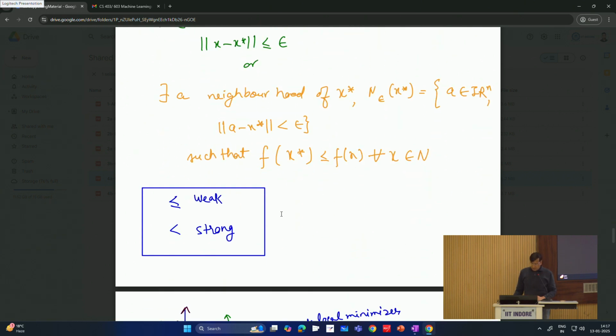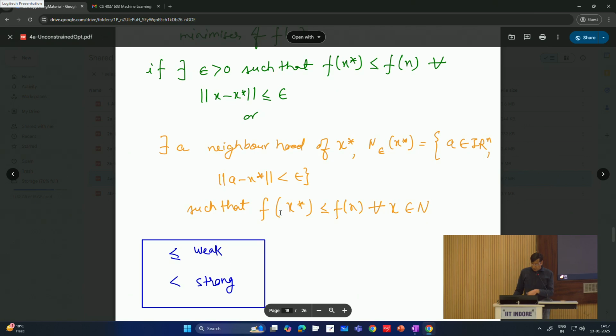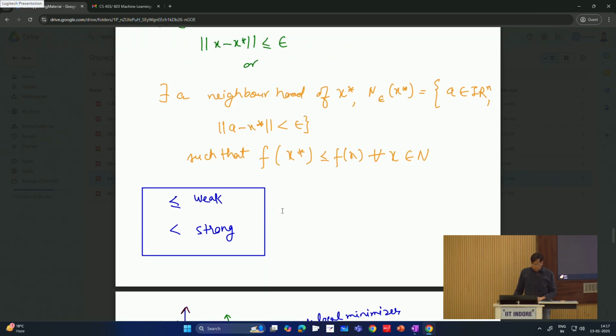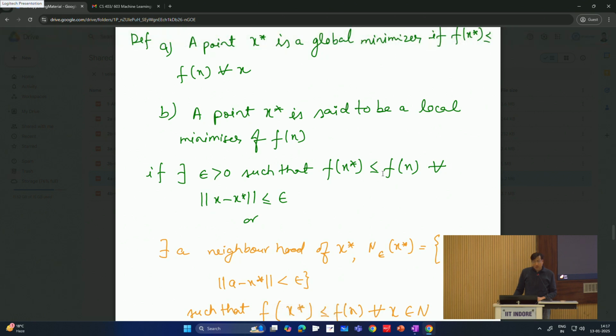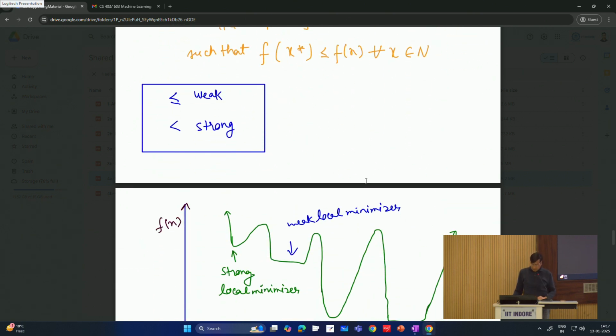This is another characterization, weak and strong. If f of x star is strictly less than f of x, then we say it's a strong local minima. If it is equal to, then it is a weak local minima. Is that okay? That's what's written here, weak and strong.